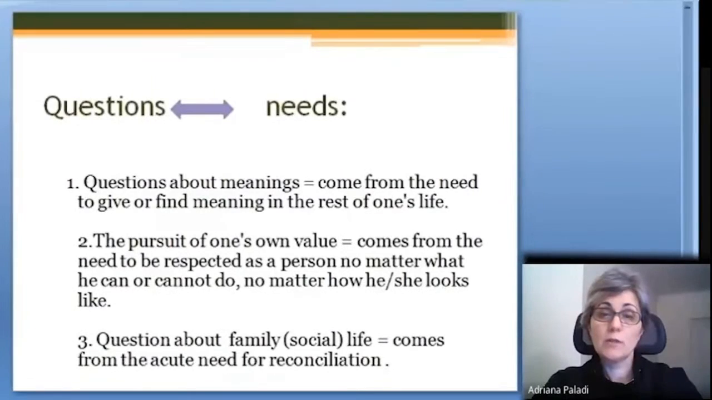All these questions are derived from needs. Questions about meanings come from the need to give or find meaning in the rest of one's life. Questions about values come from the need to be respected as a person, no matter what he can or cannot do, no matter how he looks. Questions about family and social life come from an acute need for reconciliation.